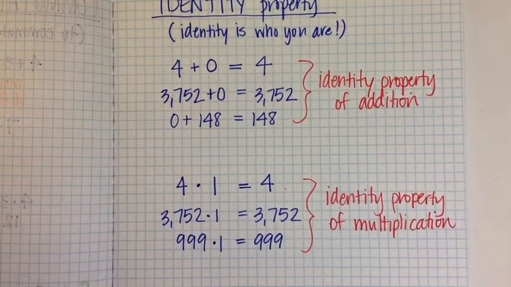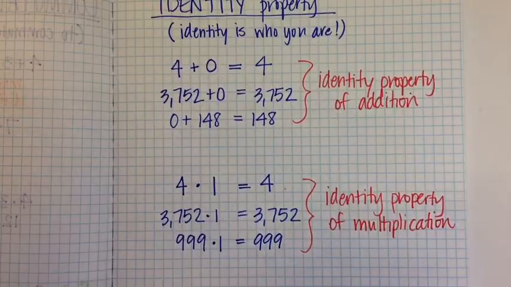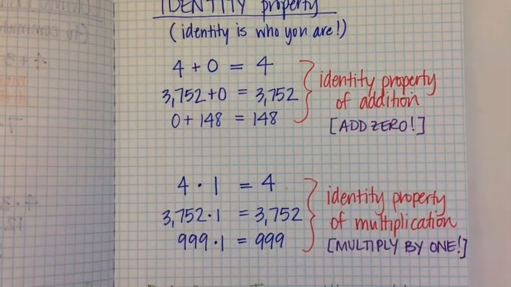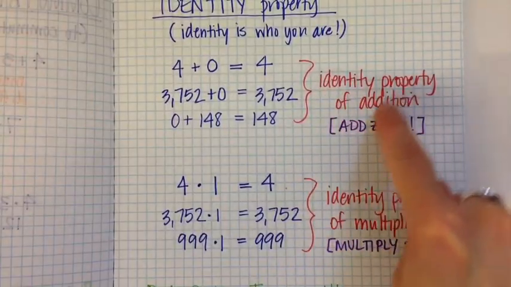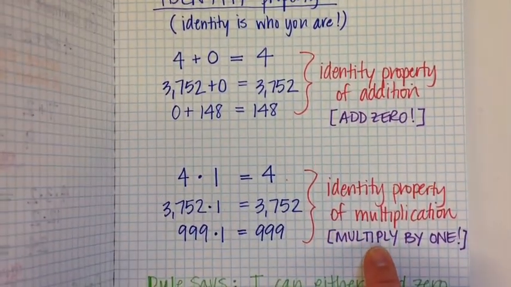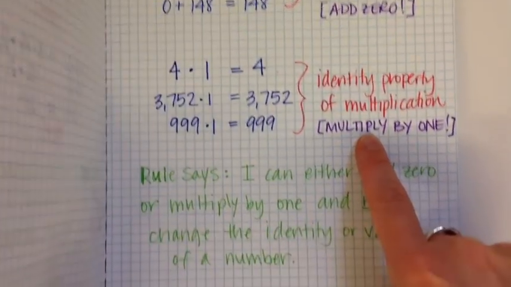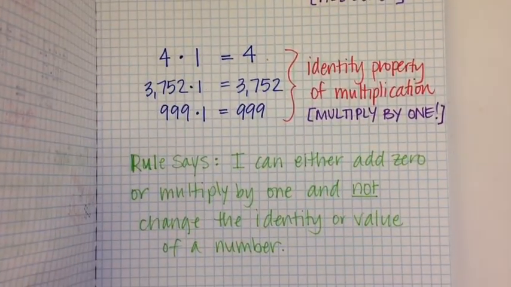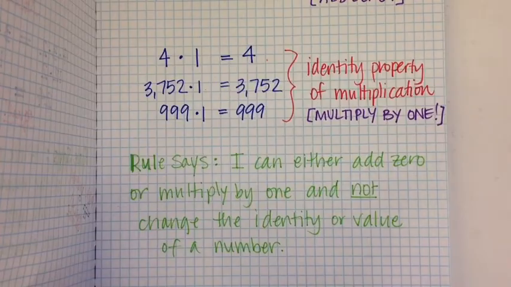So the identity property basically tells us that we can do some math to a number and not change its identity. Okay, so I just added that the identity property of addition, we add 0. The identity property of multiplication, we multiply by 1. So the rule says I can either add 0 or multiply by 1 and not change the identity or value of a number.